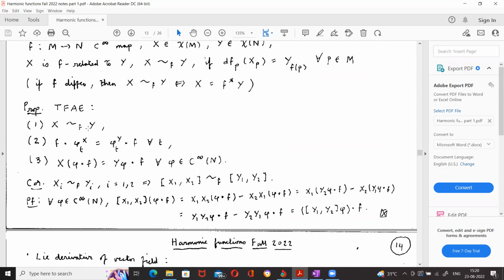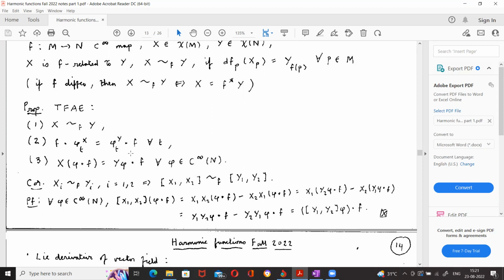X is F related to Y. F semi-conjugates the flow of X to the flow of Y, so F composed with the flow of X is equal to the flow of Y composed with F. And the third property is: whenever phi is a smooth function on N, then X of phi composed with F is equal to Y applied to phi, composed with F. I won't prove this, but we can assume it.